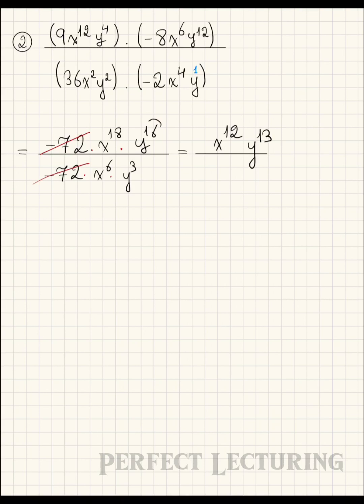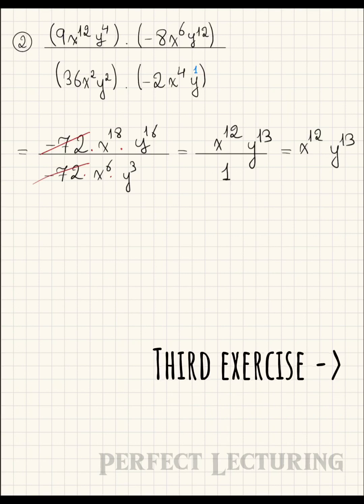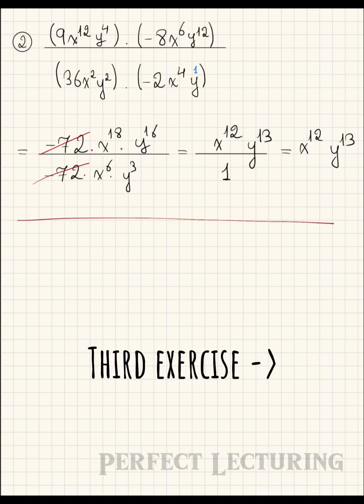So I always subtract the top power minus the bottom power, and I put the answer at the top. Now nothing is left at the bottom. Well, I can simply put 1. Any negative exponent? No. Okay, so I can simply say it is x to the power of 12 times y to the power of 13. I just remove the 1. And this is the second exercise.